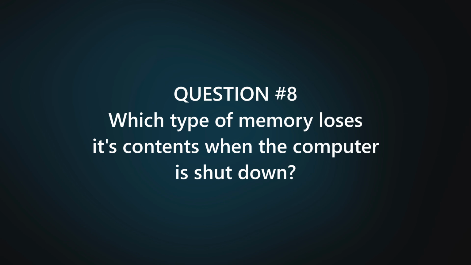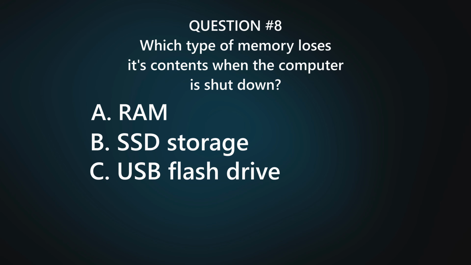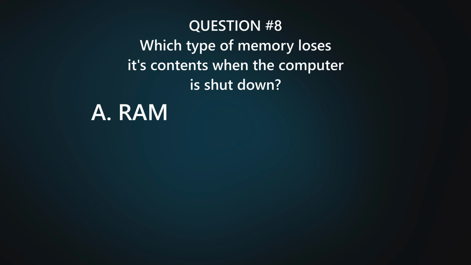Question number 8. Which type of memory normally loses its contents when the computer is completely shut down? A, RAM, B, SSD storage, C, USB flash drive, D, hard drive storage. The correct answer is A, RAM.